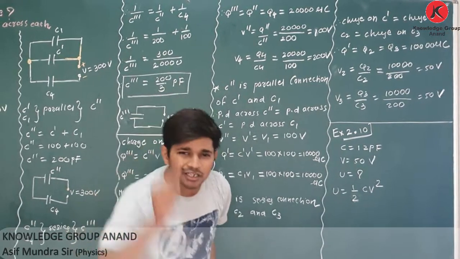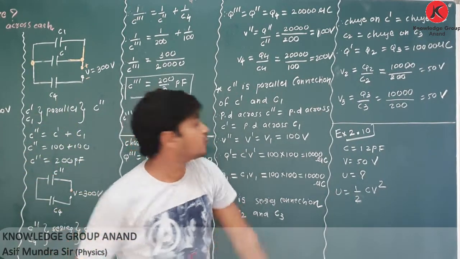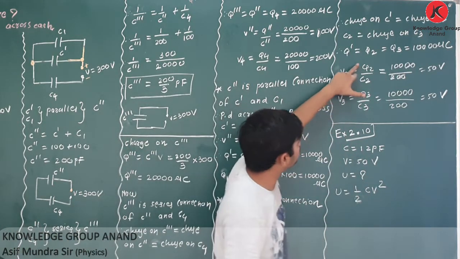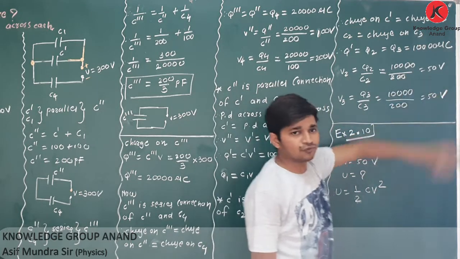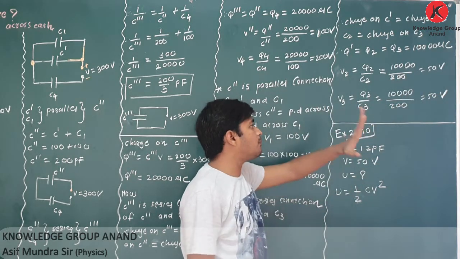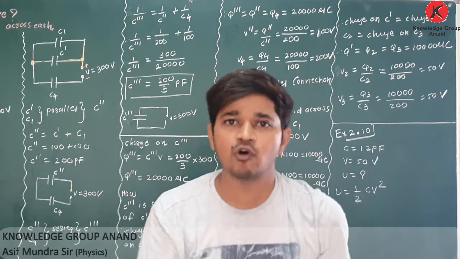And if you know the charge, the capacitance is already given. You can easily find the potential. That is V2 is equal to Q2 upon C2, 10,000 divided by 200 is 50 volt. V3 is equal to Q3 upon C3. It is also 50 volt. Clear?